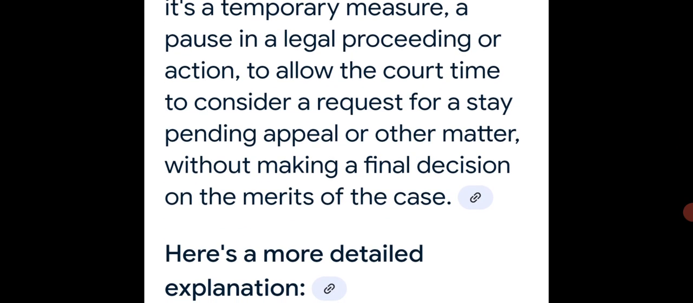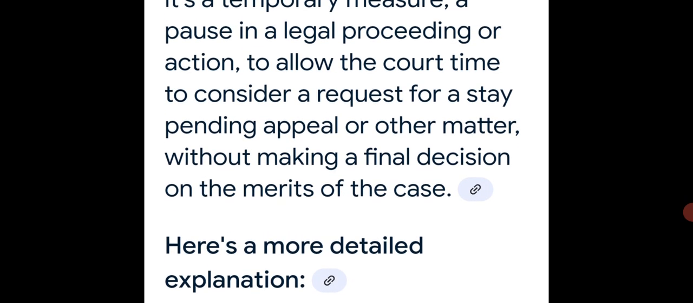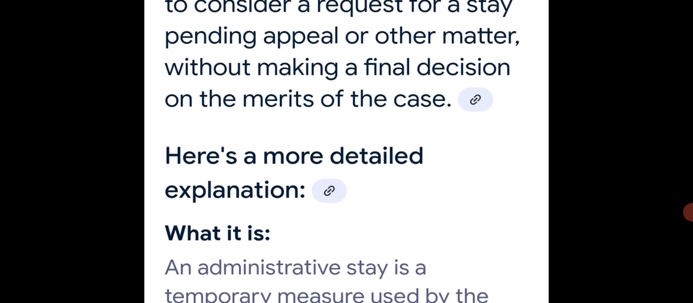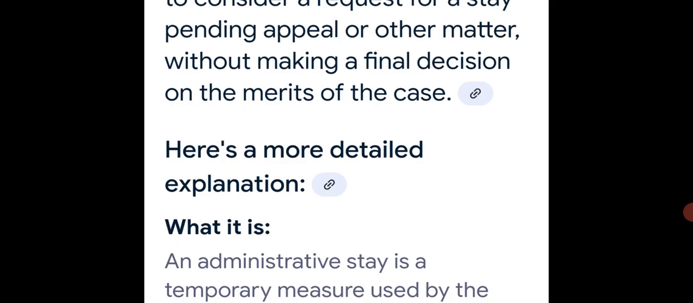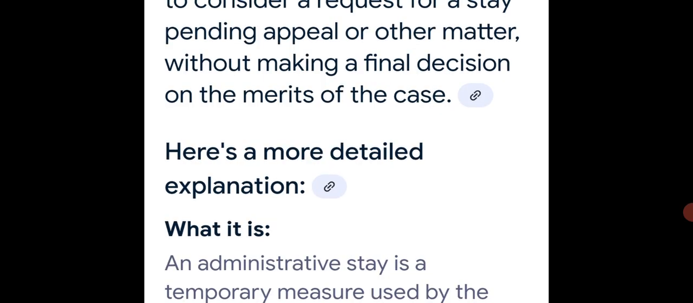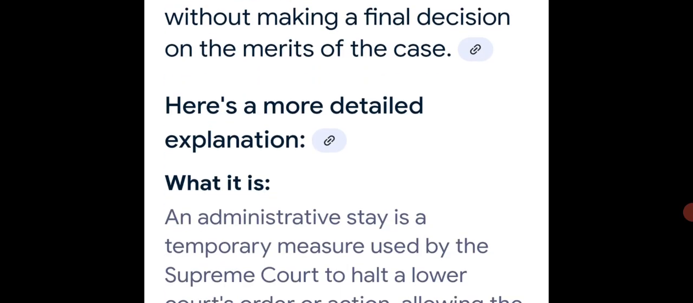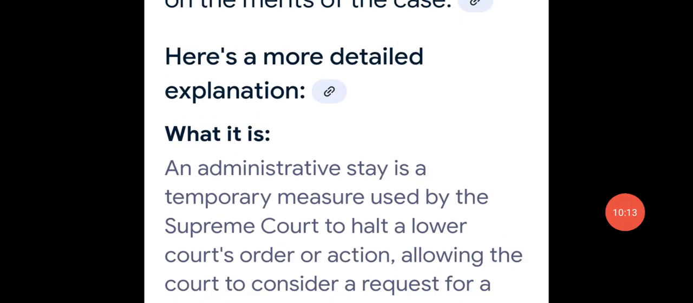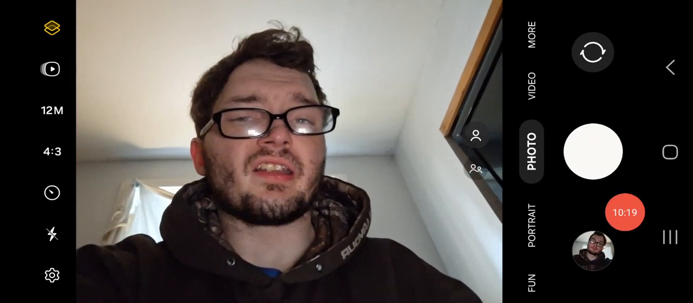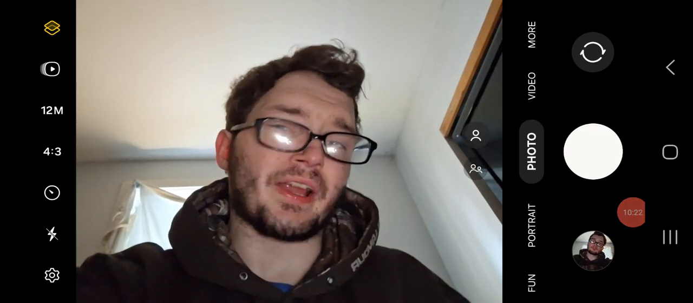A pause in a legal proceeding or action to allow the court time to consider a request for a stay pending appeal or other decision without making a final decision on the merits of the case. Ladies and gentlemen, we're about to hear another more detailed breakdown.